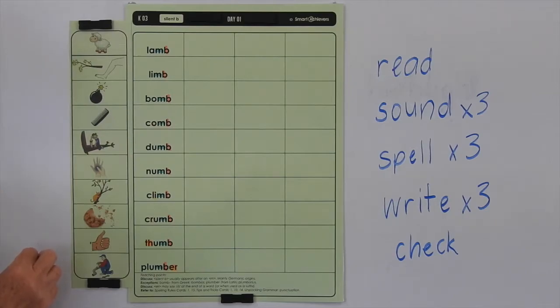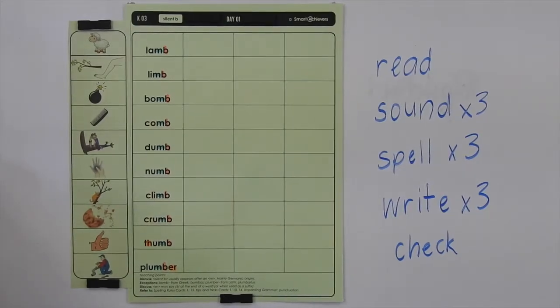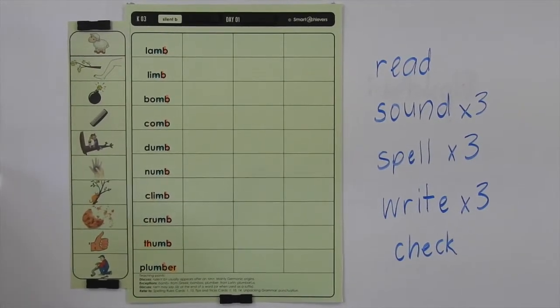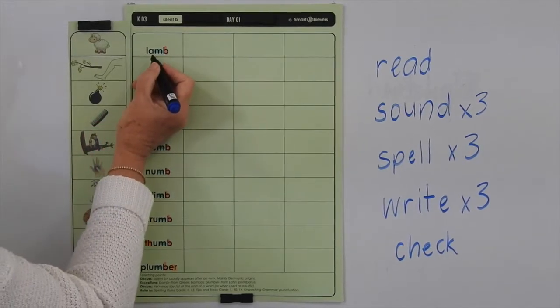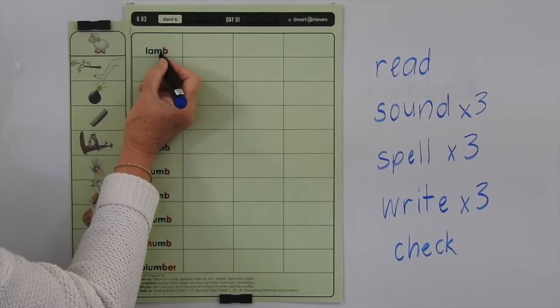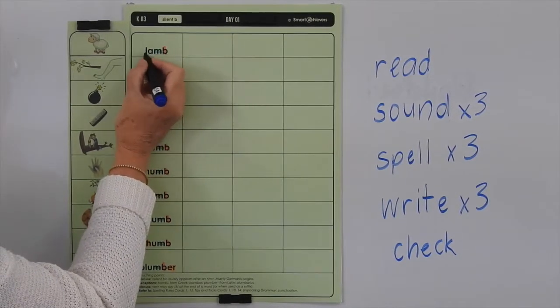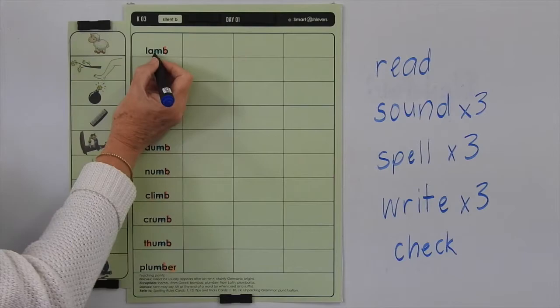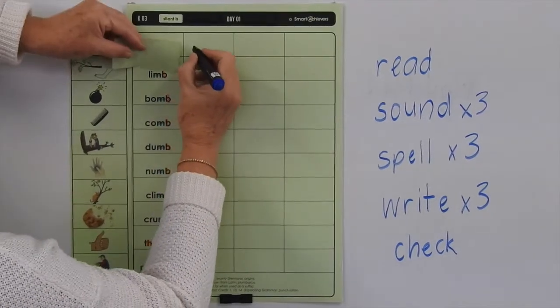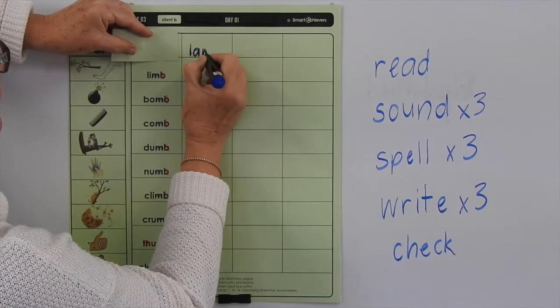All right, let's go back and we're going to read the word, sound it 3 times, spell it 3 times and write it 3 times. You need to get your little bit of paper to cover with. So we're going l-a-m, l-a-m, l-a-m. L-A-M-B, L-A-M-B, L-A-M-B. Cover it and write it 3 times.